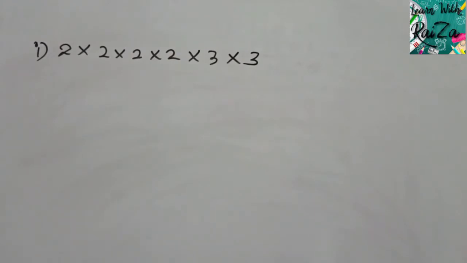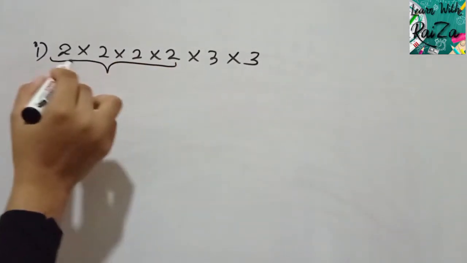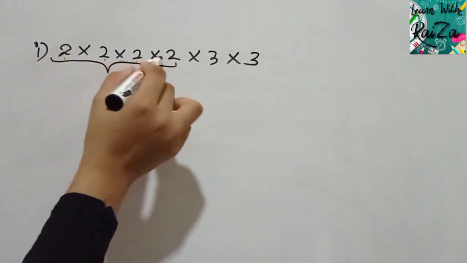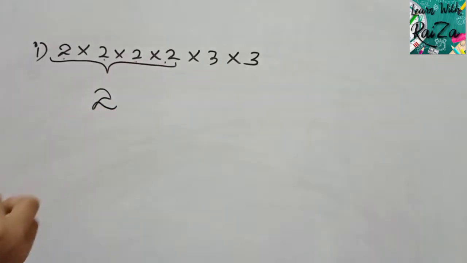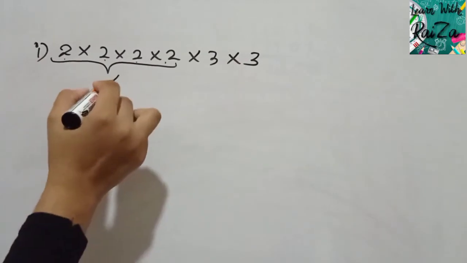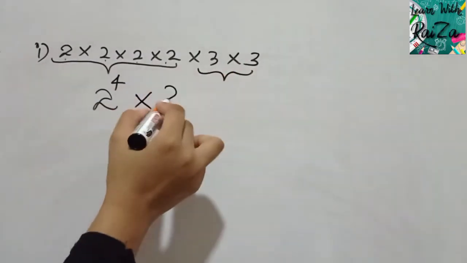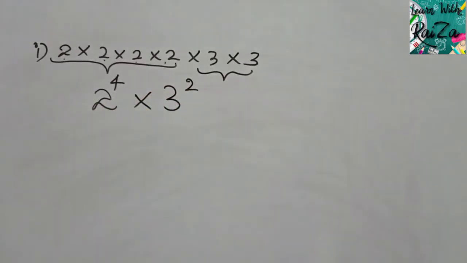Powers means with a base and with an index. So if you note this number 2, you can see there are 1, 2, 3, 4. 2 is common. The power will be, since it is arising 4 times, 2 to the power 4. Multiply by 3 arises twice, 3 to the power 2.